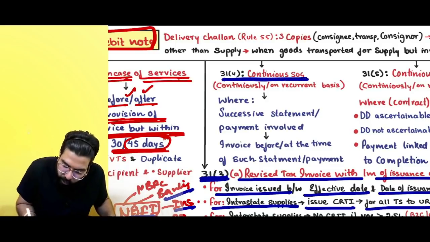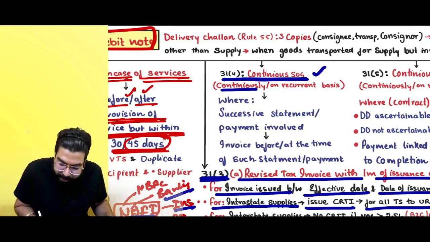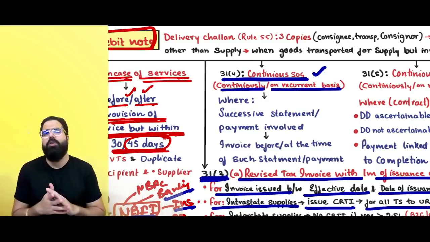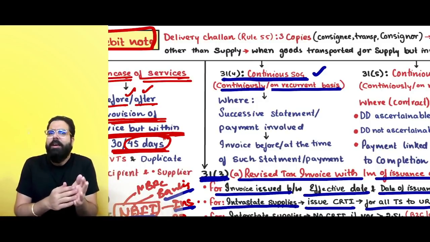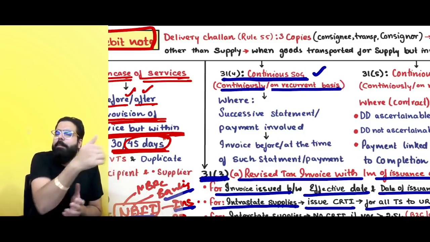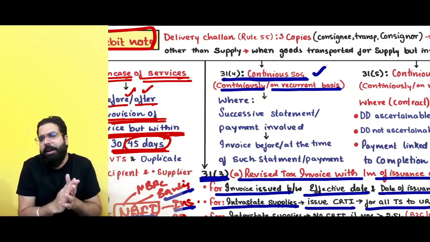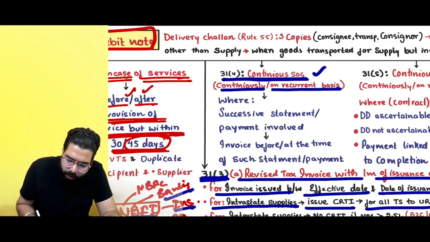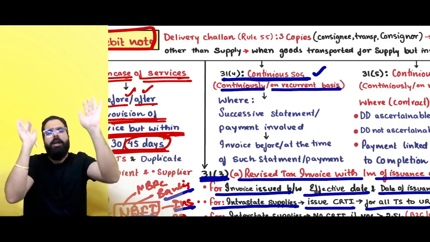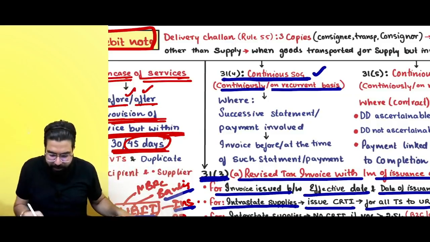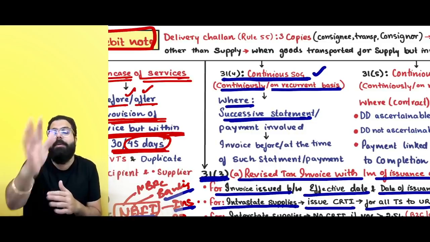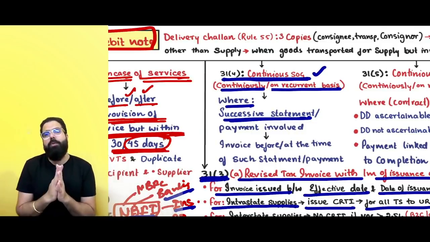Section 31.4: continuous supply of goods. If you are continuously supplying goods to someone, for example, I told one stationery seller, sir, keep supplying the stationery and at the month end please give me a statement, I will make the payment. So if I am supplying stationery to someone continuously on a recurrent basis, where a successive statement is there, for example at the month end I give him a statement, I should give the invoice along with the statement.